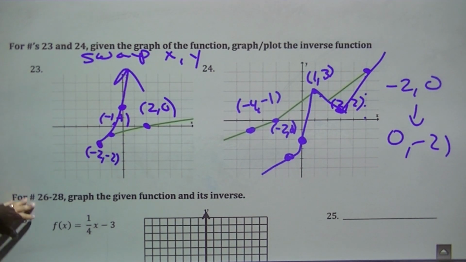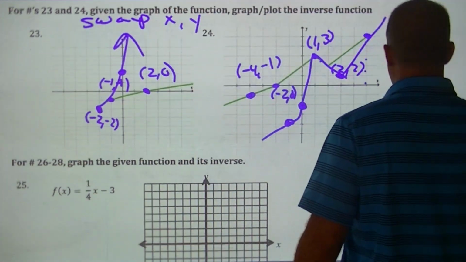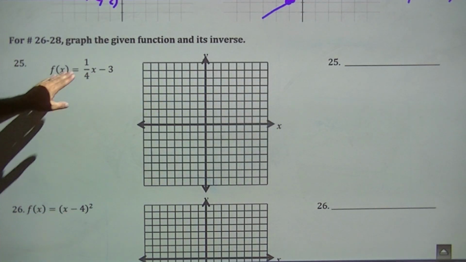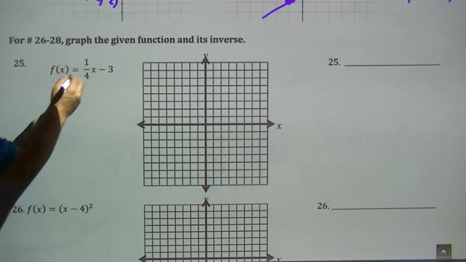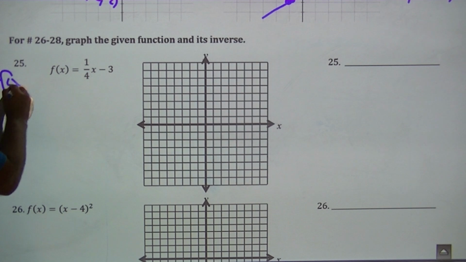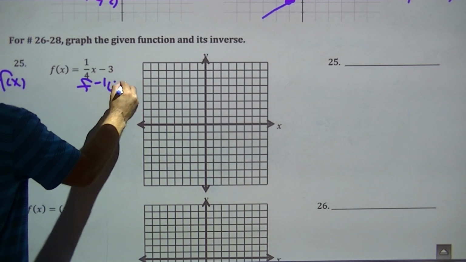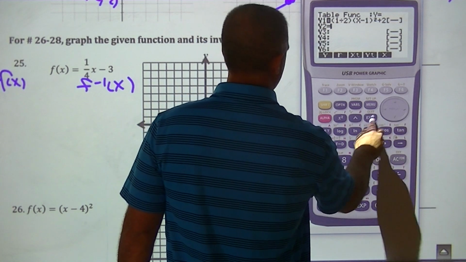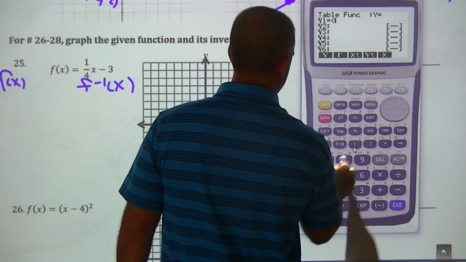All right, so what the directions say here: graph the given function and its inverse. Couple of ways you can do this. If you want to graph the function, figure out some points for this one. So you've got your function and you've got your inverse. Okay, so 1/4 x, and some people would prefer to do it this way.